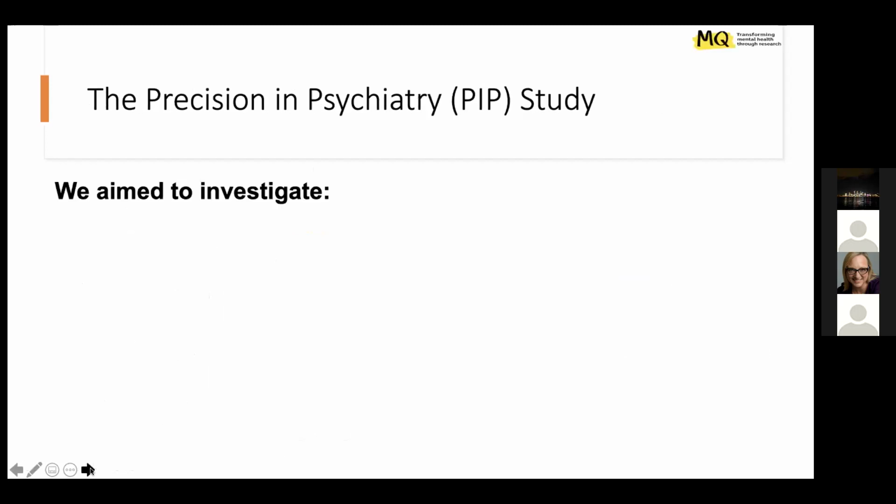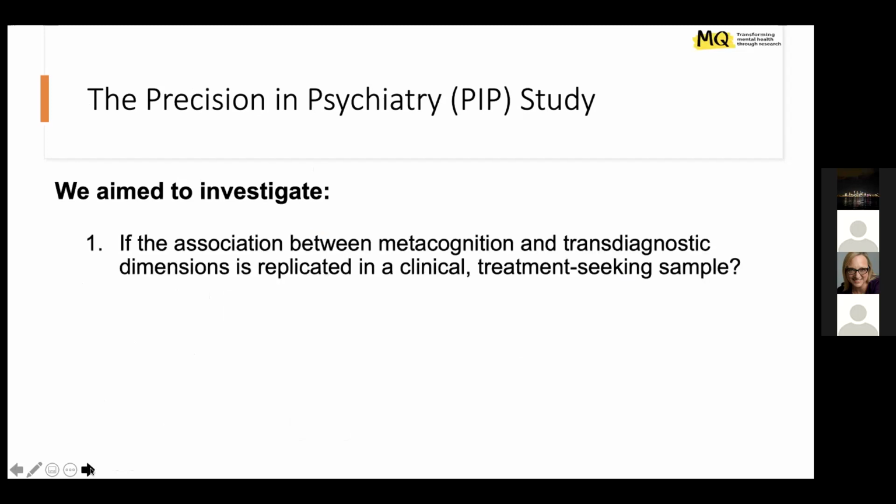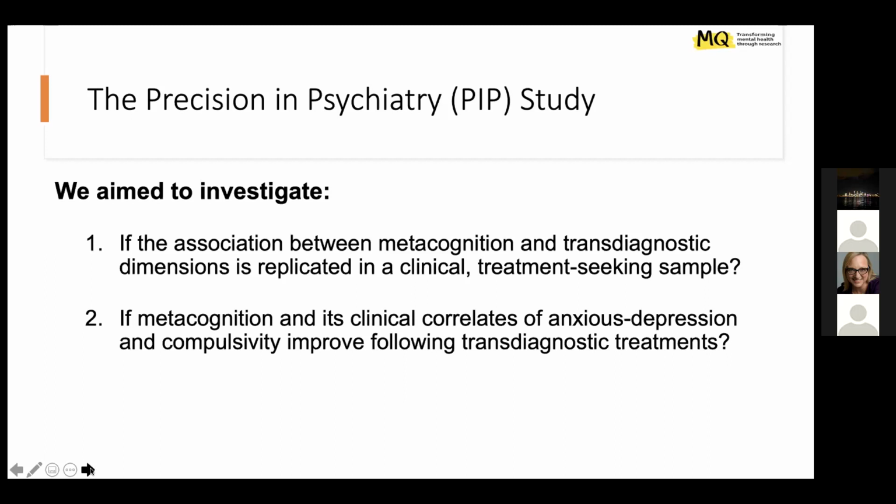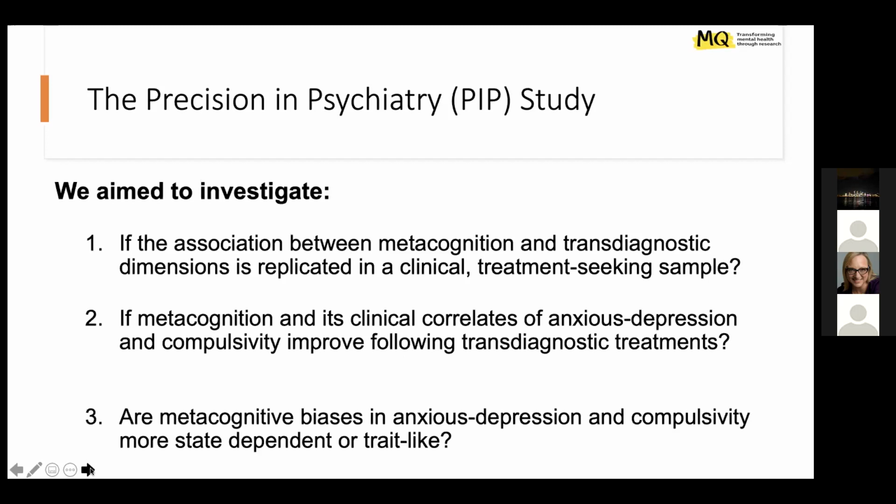So what we were interested in doing with the Precision in Psychiatry study was investigating if we could replicate the association between metacognitive dysfunction and transdiagnostic dimensions in a clinical treatment-seeking sample. We also wanted to see if metacognition and its clinical correlates improve following treatment, and also if metacognitive biases in anxious depression are state-dependent or trait-like. By that I mean, if we see improvements in anxious depression and compulsive behavior and intrusive thought, do we see changes in metacognition, or is metacognition relatively stable regardless of fluctuations in psychopathology?